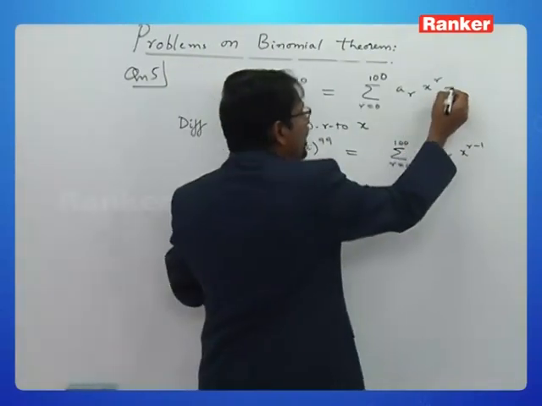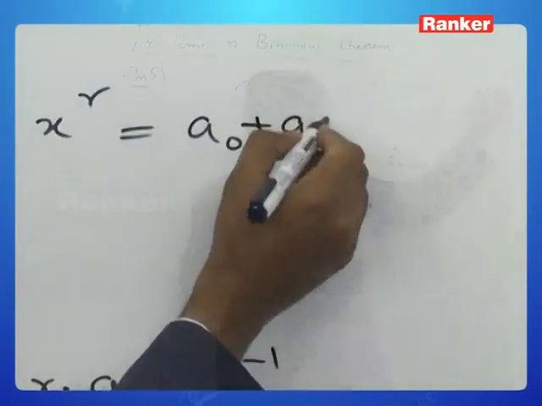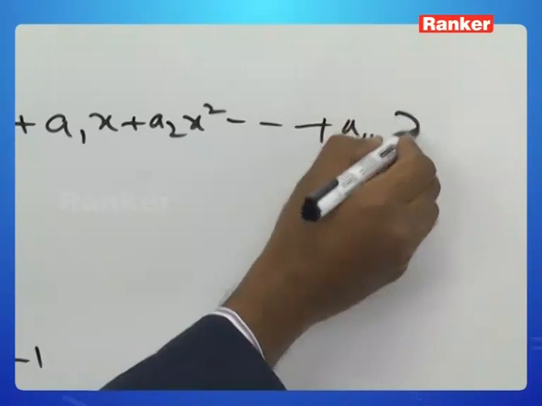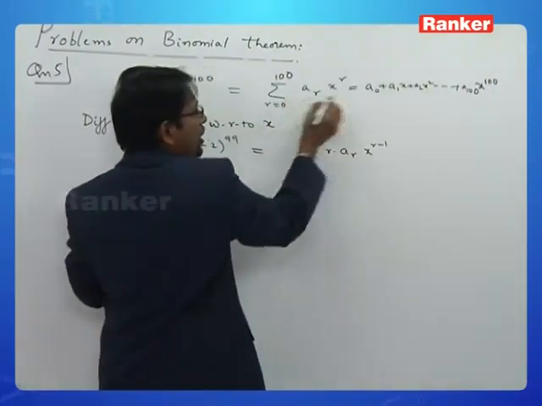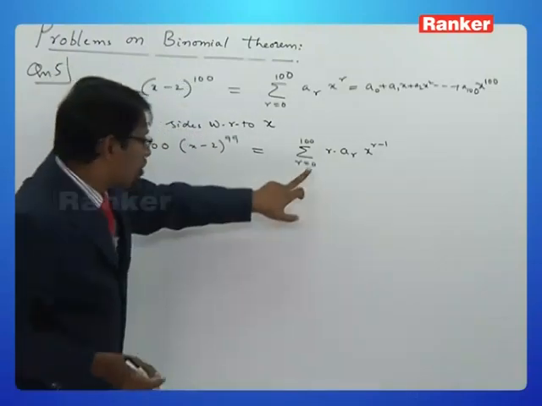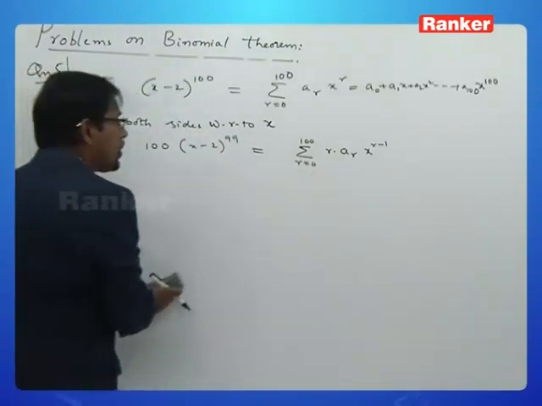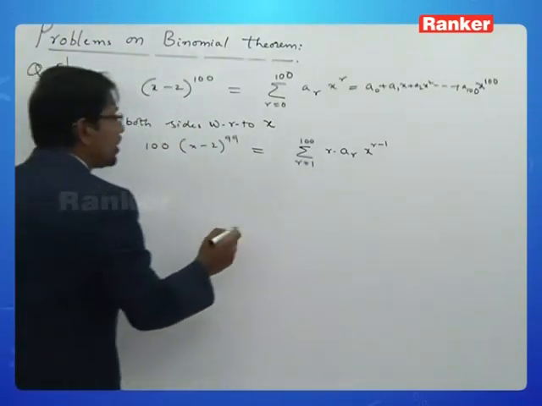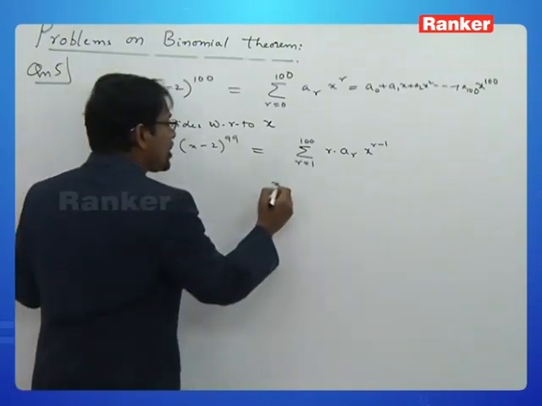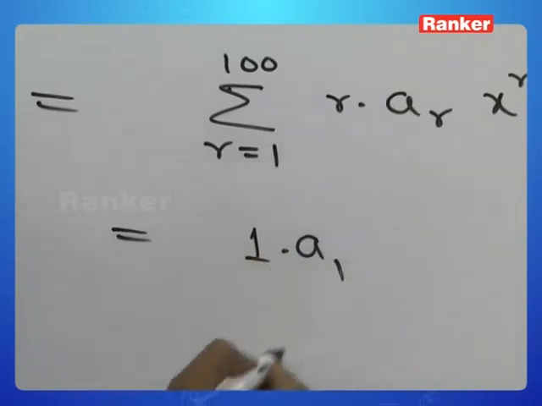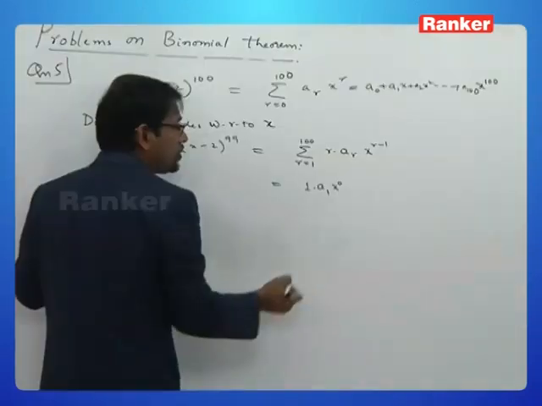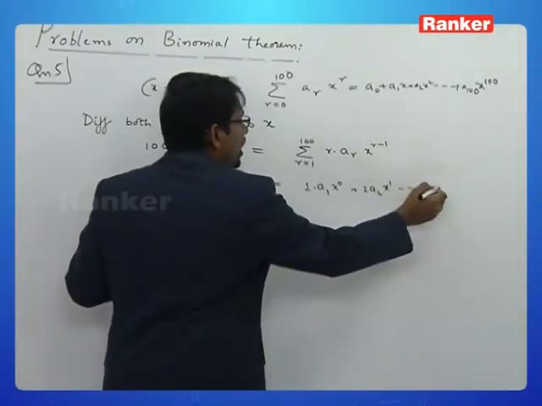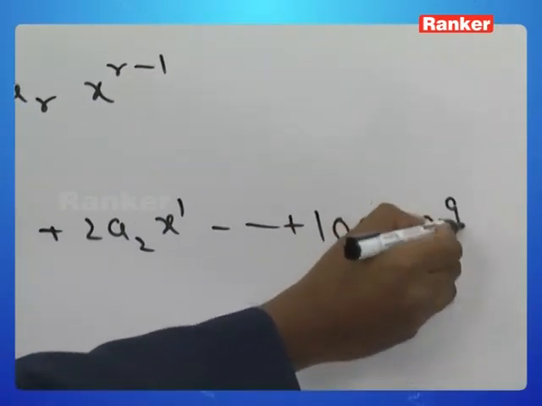Actually, if you observe here, the first term is a constant: a0 plus a1x plus a2x squared and so on, up to a100 x^100. The first term is a clear constant, but the derivative of the first term will be 0. So I need not take the summation from 0; we'll take it from 1 to 100. Now I want the summation. When I put r equal to 1, I have 1 into a1 into x^0, 2 into a2 into x^1, and so on, up to 100 into a100 into x^99.